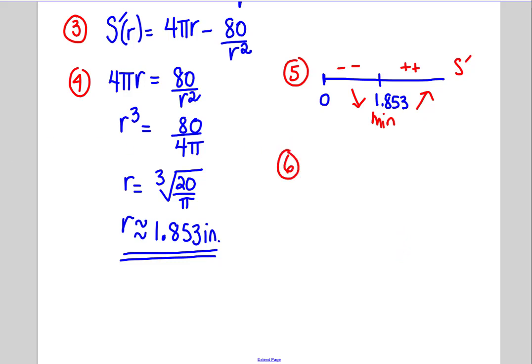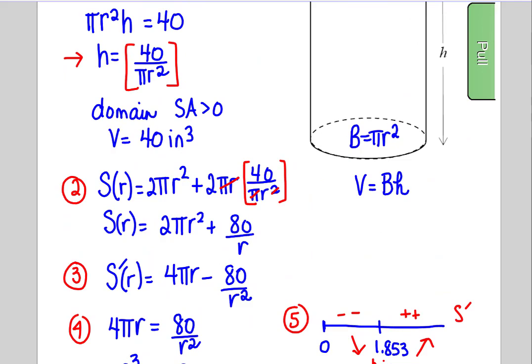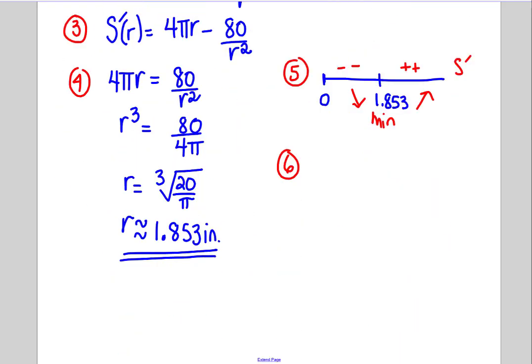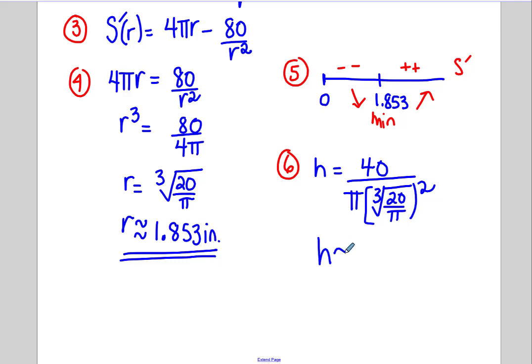So our height formula was back here, 40 divided by pi r squared. So the height of the can is 40 divided by pi, and then r was the cube root of 20 over pi, squared, pi r squared. So let's figure that out on our calculator as well, which is about 3.707 inches.